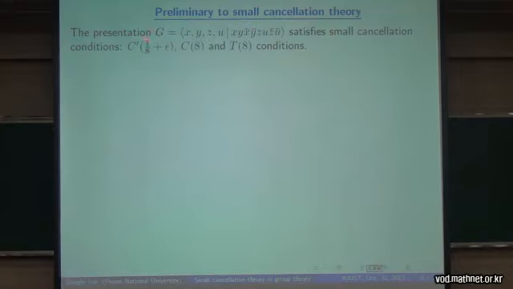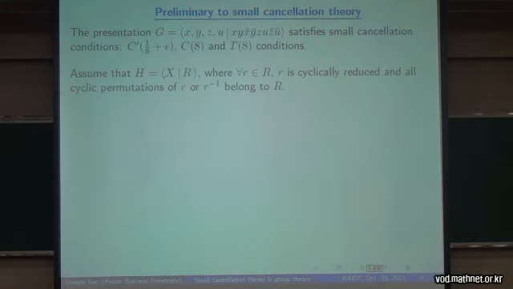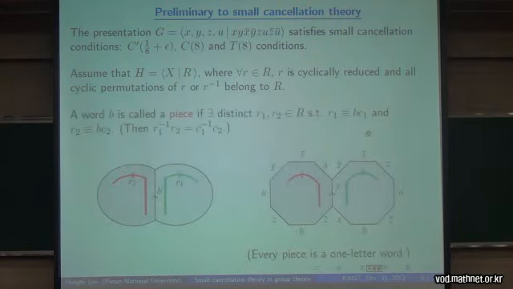Then it's out of the question that we may think of small cancellation theory for this proof. Now let me define these small cancellation conditions. To define these small cancellation conditions, we need to assume that in a given presentation, every relator is cyclically reduced, and all cyclic permutations of R and R inverse belong to a relating set R. We assume that.